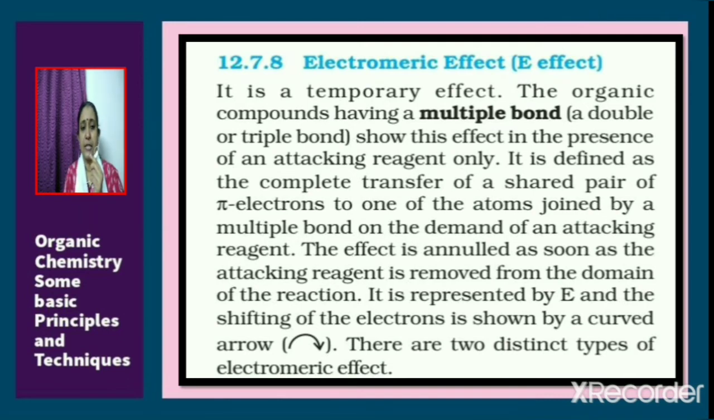There are two distinct types of electromeric effect. So, electromeric effect is a temporary effect and it is shown by compounds having either double bond or triple bond, and this effect is shown only in the presence of an attacking reagent. And in this effect, there will be complete transfer of a shared pair of pi electrons to one of the atoms joined by a multiple bond.